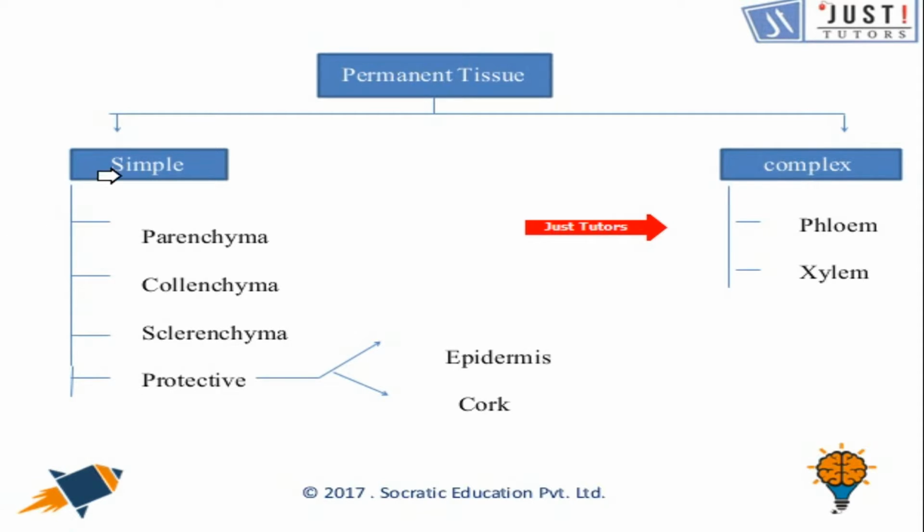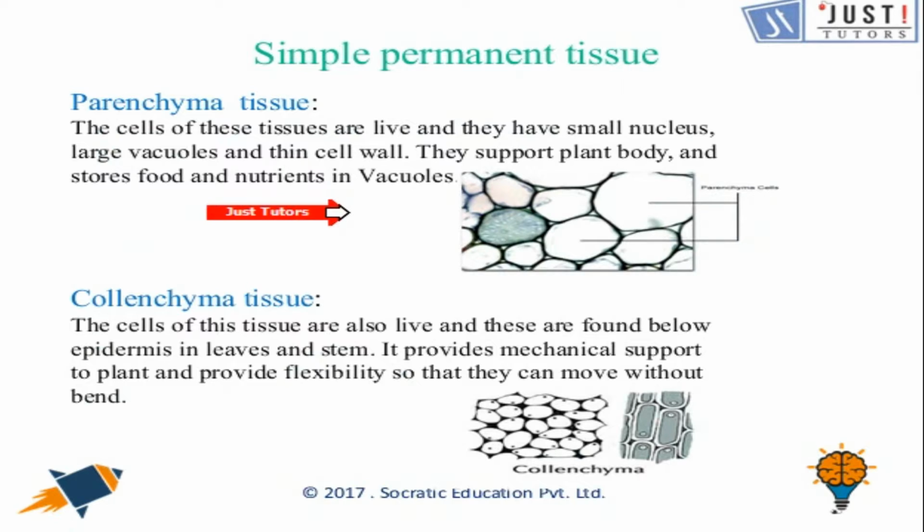Let's talk about simple permanent tissues first. The first one is parenchyma. It is a living and basic packing tissue which consists of relatively unspecialized cells, and cells of these tissues have a thin cell wall which is made up of cellulose.